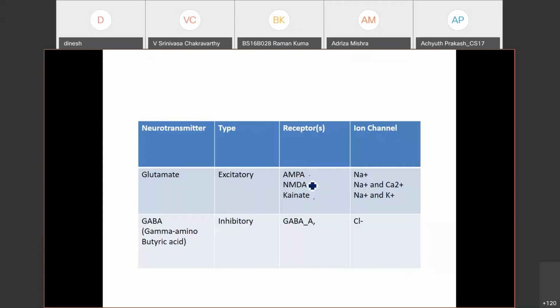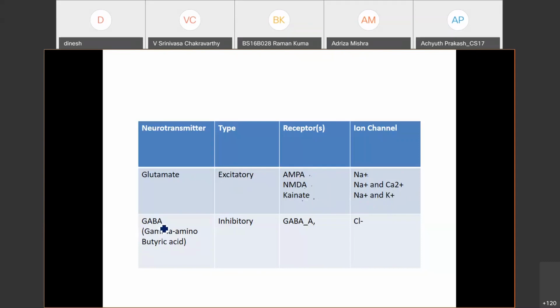Once this binding takes place, what kind of channels open? If it is the first one, AMPA, then it opens sodium alone. If it's NMDA, it's a channel which allows both sodium and calcium. It's a double channel. Kainate allows both sodium and potassium, which is kind of conflicting, but that's the nature of this receptor. It opens both the sodium and potassium channels.